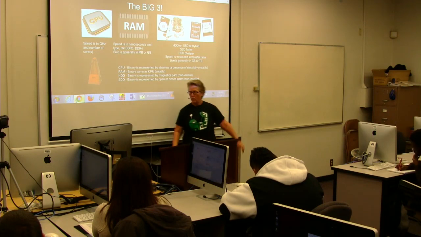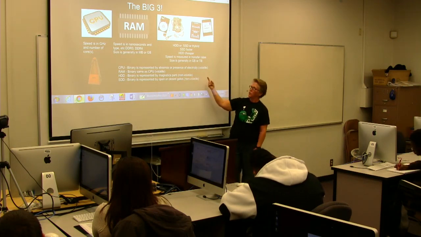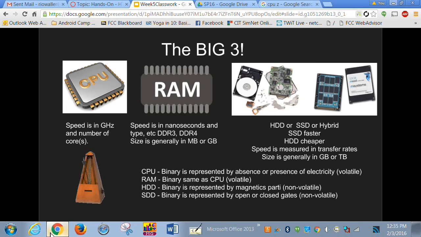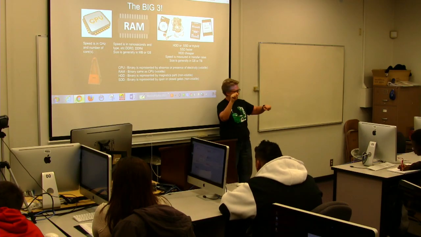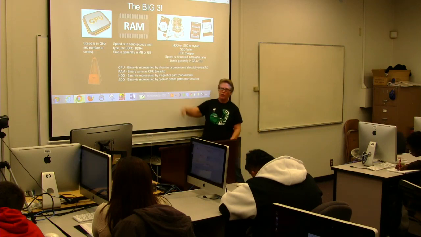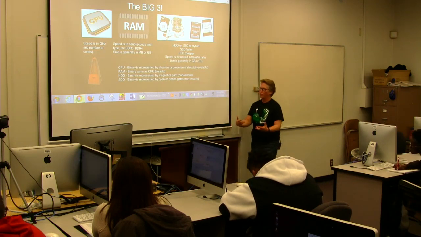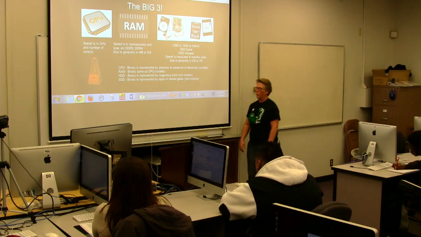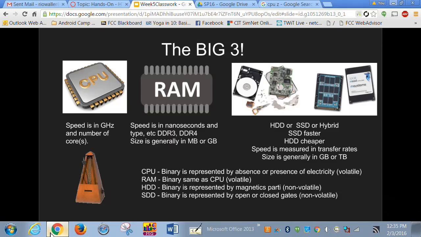Okay? So the binary system on the CPU is represented by absence or presence of electricity. Remember that light, the Halloween light, right? Remember we talked about if it's on, we're sending a message. If it's off, it's just this expanded out to encode everything that the computer's doing. By the way, same thing for the RAM. The RAM, same as the CPU, it's volatile. It is represented by absence or presence of electricity.